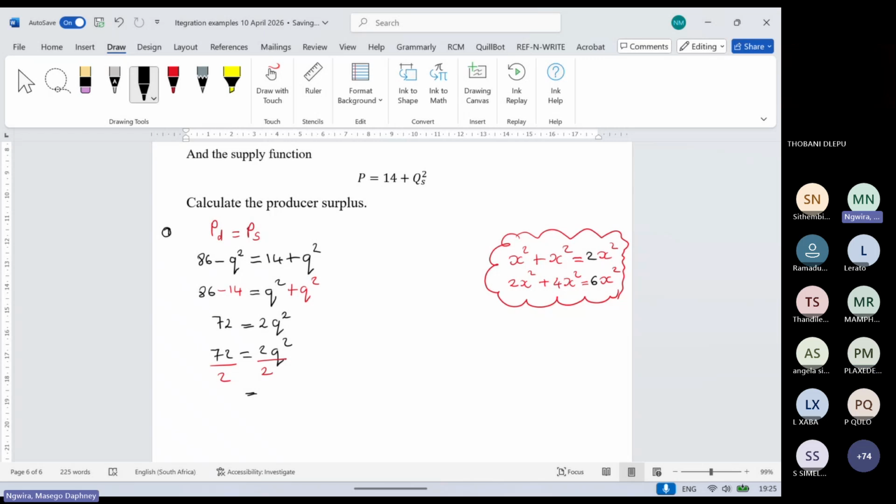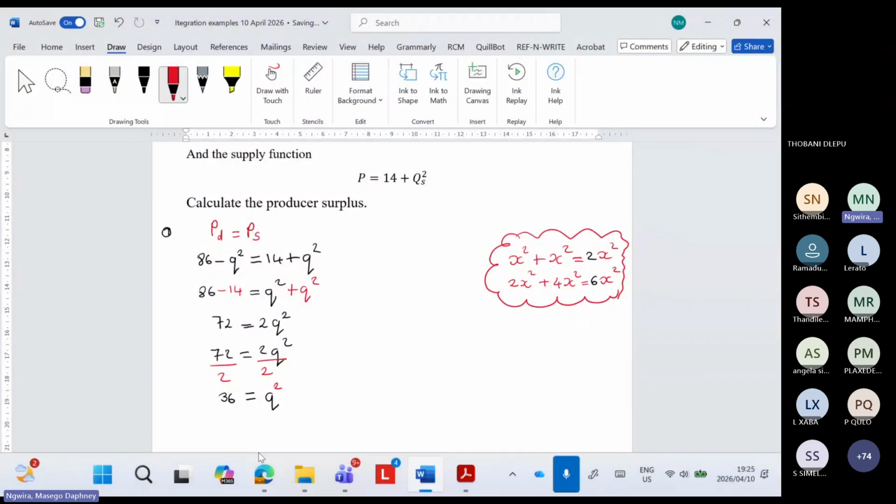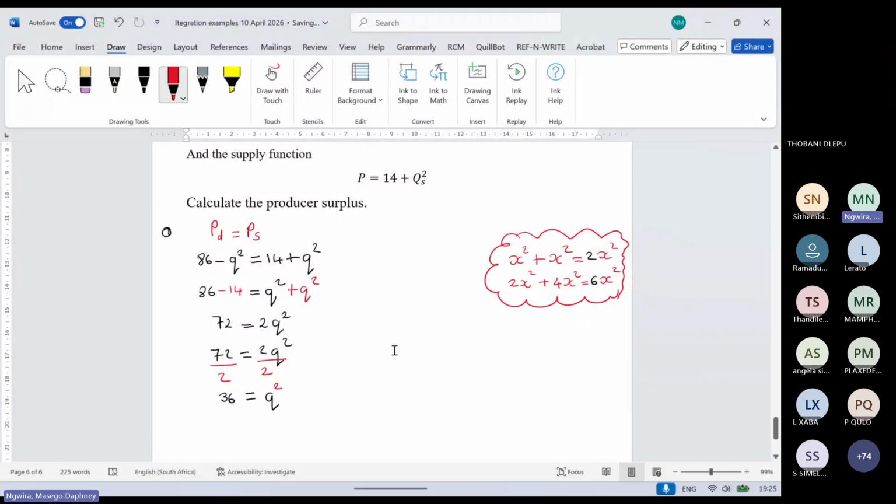36. Okay. All right. So 36. Because this is a Q squared, because of the square, we are going to have 2 solutions. You're going to have 2 answers for Q. I'm going to write it here on the side so that you understand.